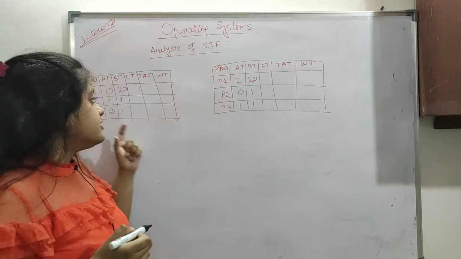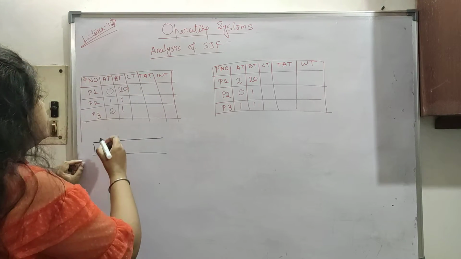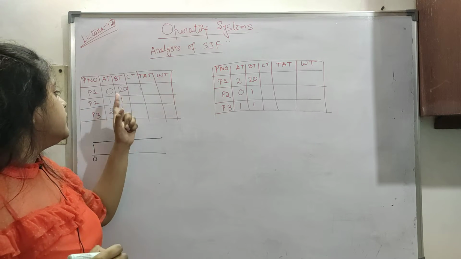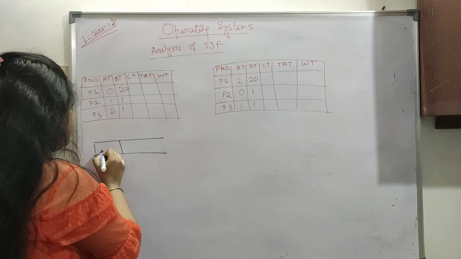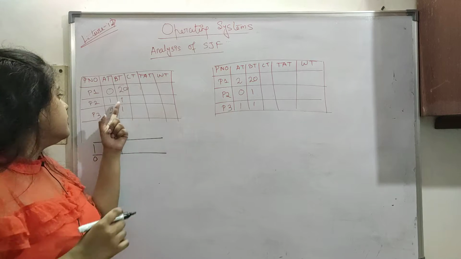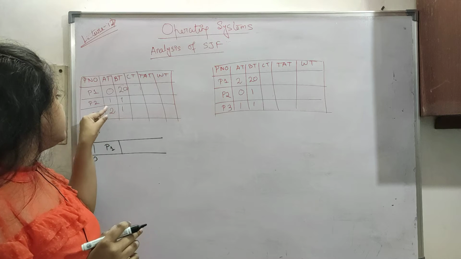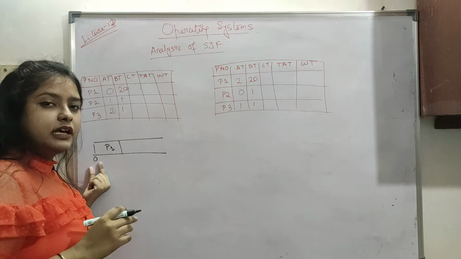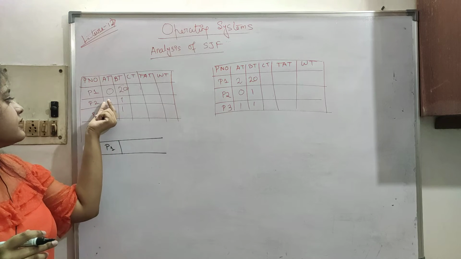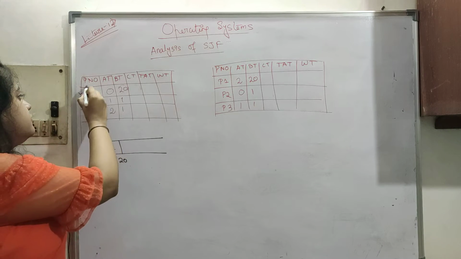Now we have to draw the Gantt chart and fill this up. Okay, so now let's see the Gantt chart. At arrival time 0, we have to put P1 only. Even though the burst time of the others is lowest, at the timestamp 0 no other processes have come yet. The other processes are coming at 1 and 2. So we have to put P1. This is 20, so now this one is done.